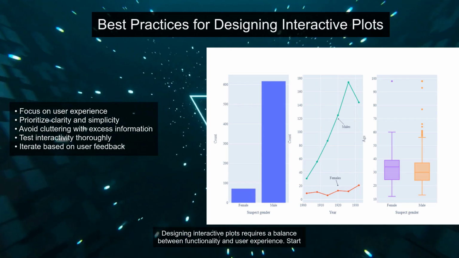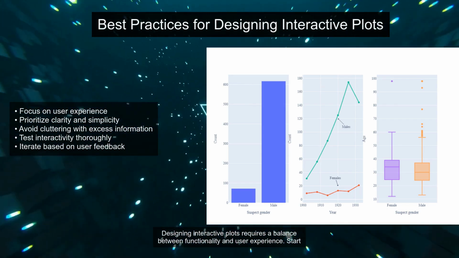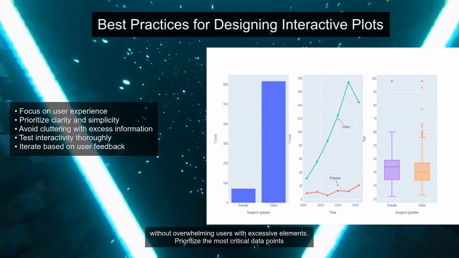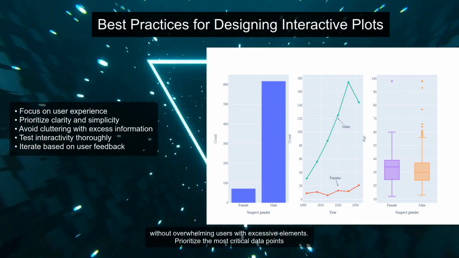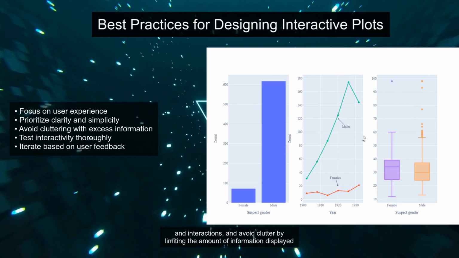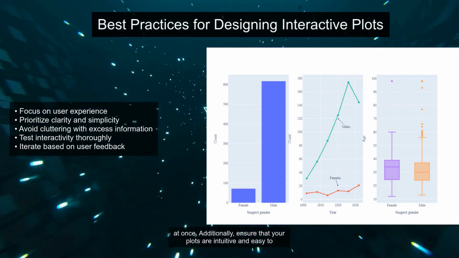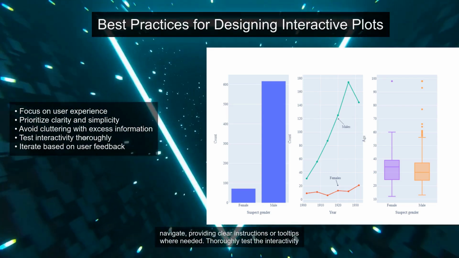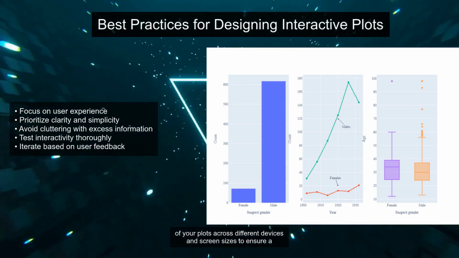Designing interactive plots requires a balance between functionality and user experience. Start by focusing on clarity and simplicity, ensuring that your plots convey information without overwhelming users with excessive elements. Prioritize the most critical data points and interactions, and avoid clutter by limiting the amount of information displayed at once. Additionally, ensure that your plots are intuitive and easy to navigate, providing clear instructions or tooltips where needed.